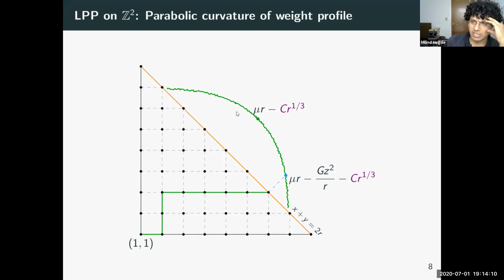So one thing to mention is that this parabola I've drawn has some noise to it. So in fact, it's not the limit shape itself; it's the expected weight at finite r. So there's no limit being taken, and because of that, you have this fluctuation term of scale r to the 1/3 for both these expressions. And we'll be using something similar in our assumptions.